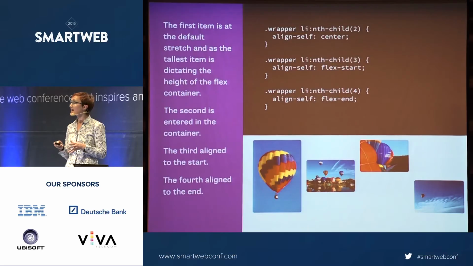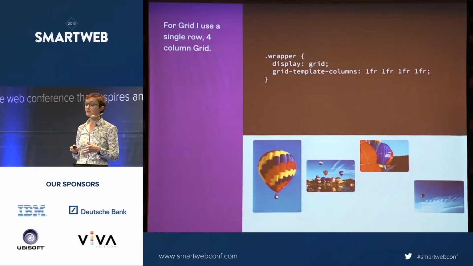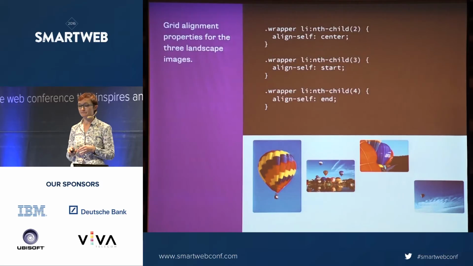And we can do exactly the same thing with grid layout. It looks like this. So display grid, and we've got this 4-column grid. And then we can align the properties. So we have align self center, align self start, because we're dealing with a grid container rather than a flex container, and align self end.